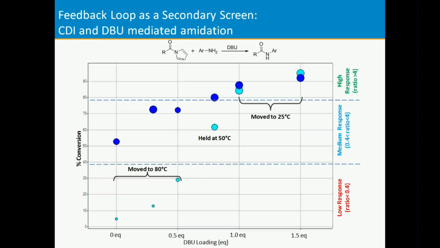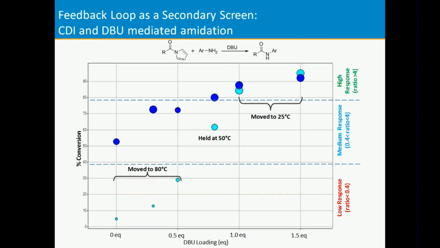And here are the results from the CDI and DBU mediated amidation. Again, the cyan points, just as in the previous graph, are the first sample, and the dark blue points are the second sample. So what you'll see is that at 1 equivalent and 1.5 equivalents of DBU, the reaction is virtually done after 4 hours at 50 degrees.